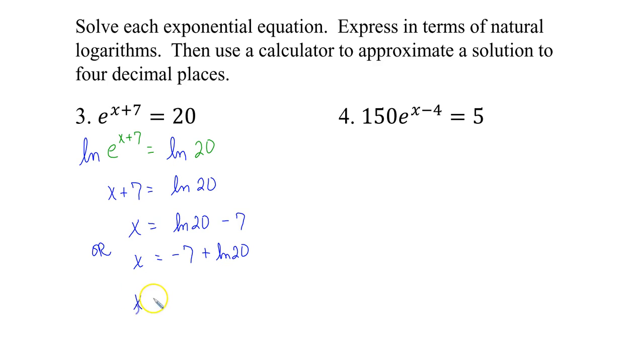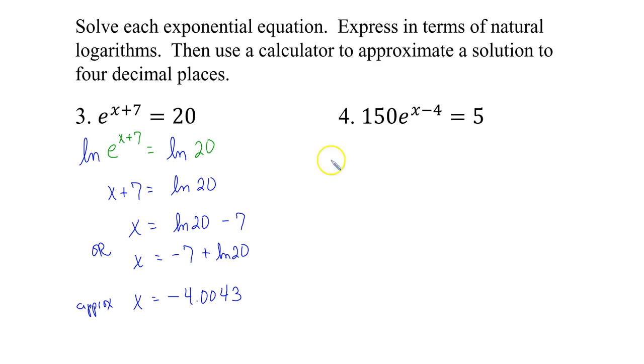Now we want to get an approximate answer. We're going to find the natural log of 20 using our calculator. And then from that value, we're going to subtract 7. And we're going to get negative 4.0043 when we round that to 4 decimal places. So this is my approximate answer.